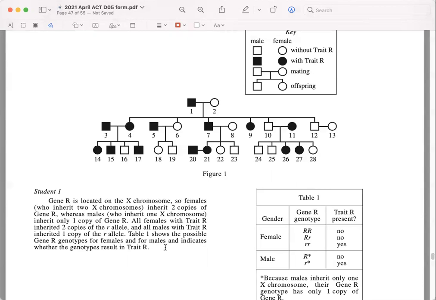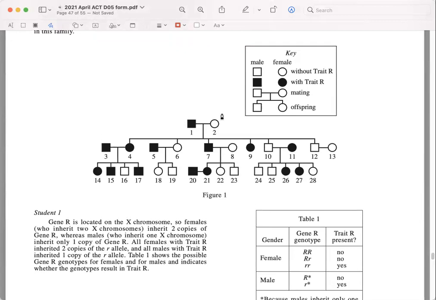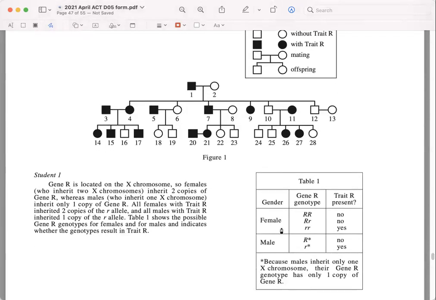Table 1 shows the possible gene R genotypes for females and for males and indicates whether the genotypes result in trait R. So if you look at the key here, male is the square and female is a circle. Without trait R, it's just blank. With trait R, they are both shown as solid, and this shows mating and this shows offspring. Okay. Now in the female, if it's capital R, then trait R is not present.